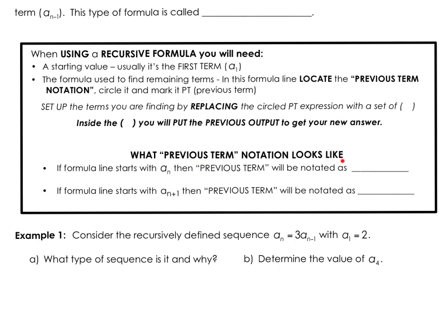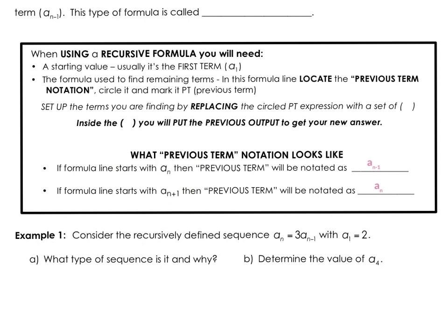So what might previous term notation look like? If the formula starts with a sub n, then the previous term would be notated as a sub n minus 1. Because if it's a sub n, then the one that came before would be a sub n minus 1. This one's different because it's saying a sub n plus 1. Well, if it's a sub n plus 1, then we would use a sub n as the previous term. So it's just saying the one that came before. They can also show these using function notation, so like f of n and f of n minus 1, or f of n plus 1 and then f of n. Just the same idea using function notation.